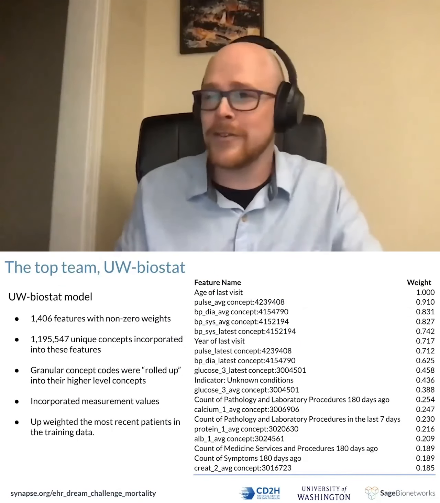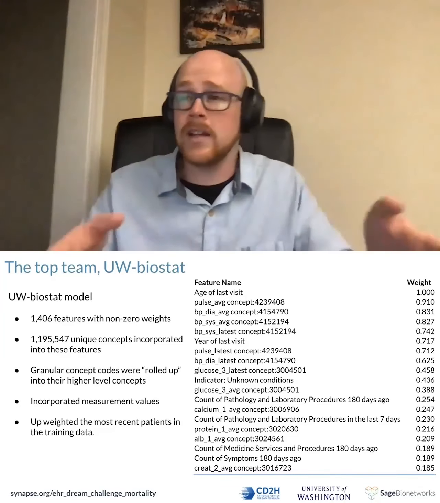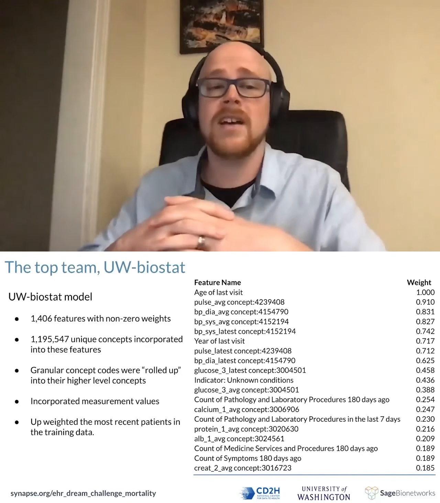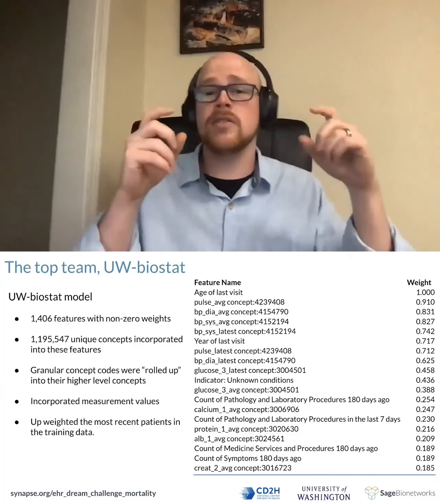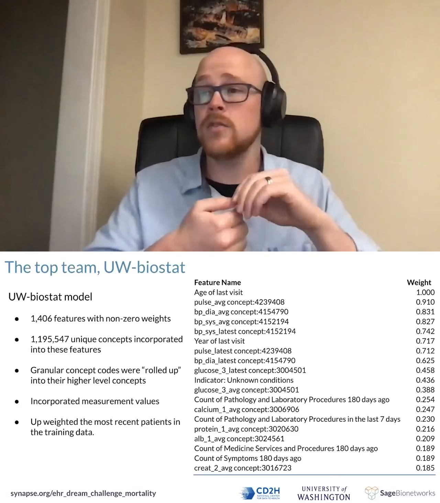The top team was UW Biostats, and this is not University of Washington. This is the University of Wisconsin Medical System biostatistics team, and they built a model that was pretty cool. They did a light gradient boosting method where they used 1,400 features that had non-zero weights, but each of these features incorporated over 1 million unique concepts that were in UW's data.